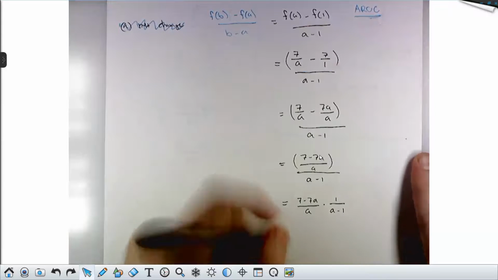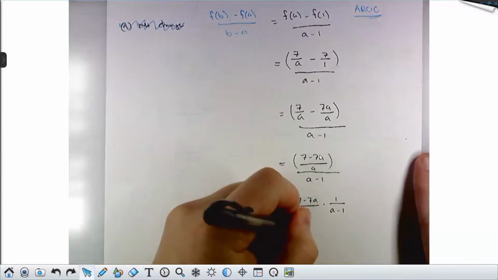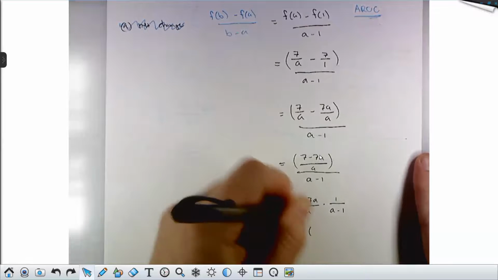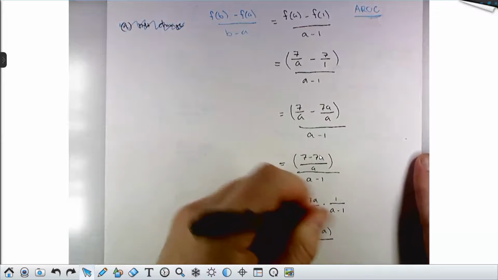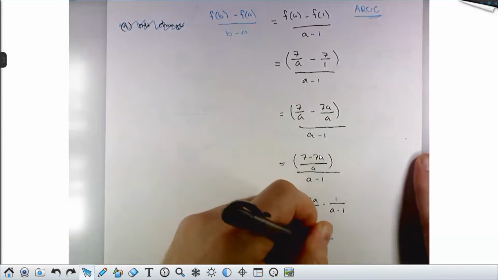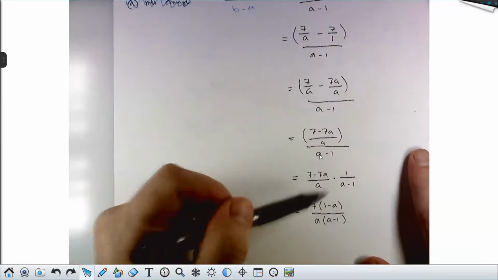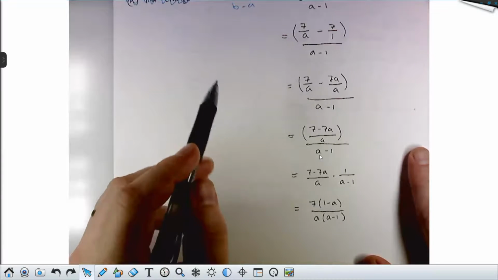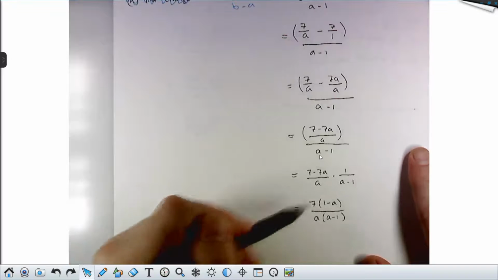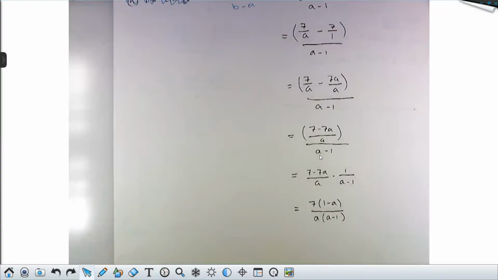And how much you want to simplify from here is kind of up to you. The numerator, I can factor out a 7, and I get 7 times 1 minus a. And the denominator, when I multiply these, I get a times a minus 1. And the 1 minus a and the a minus 1 have an interesting relationship. It is possible to clean it up further from here, but let's pause here for a minute. Are we comfy up to this line? Any questions so far? Are you comfortable? Feeling good? Yeah. All right.